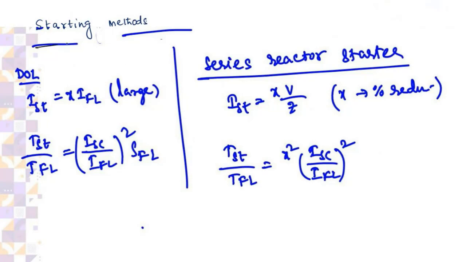And there are starting methods of induction machine like the DOL starter, series reactor starter. DOL starter does not change any current here, and it does not control the current. Series reactor starter can control the current based on the tapping. Okay. So therefore, the starting torque is also going to change by x square.